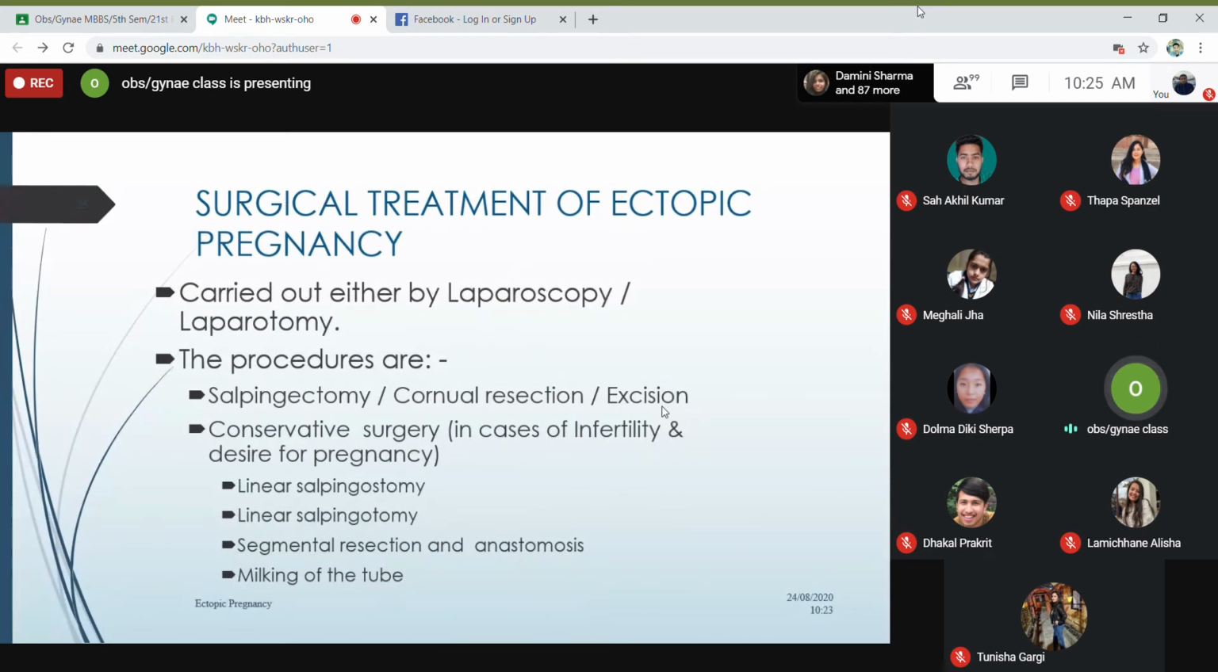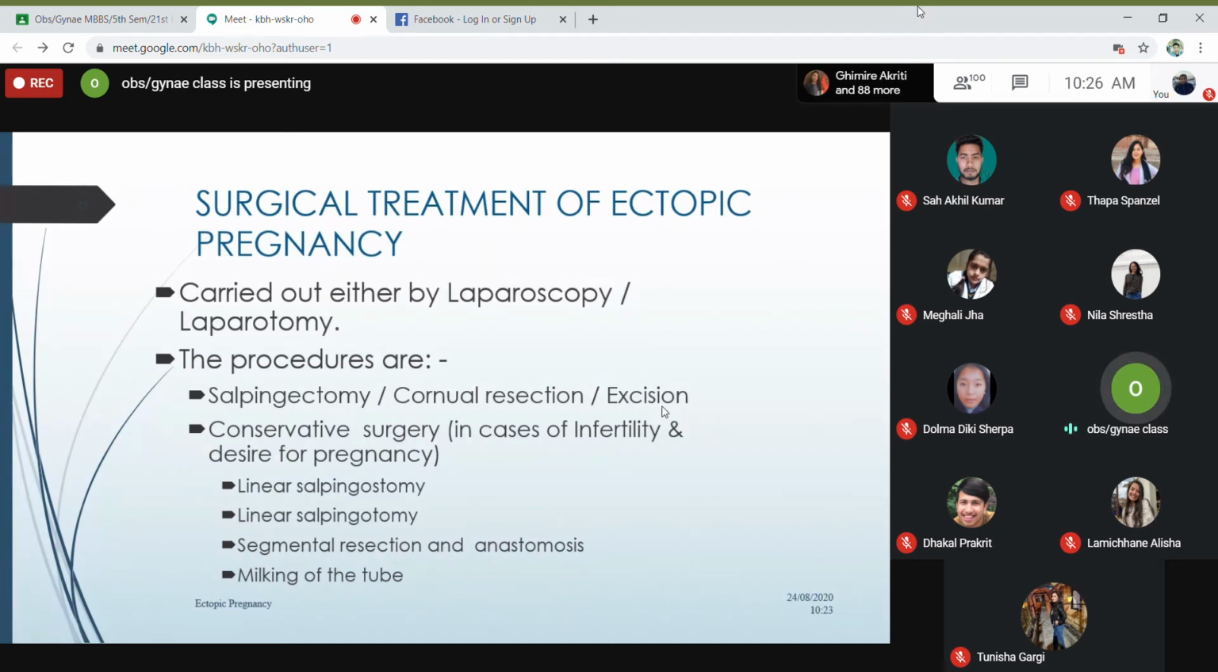Just taking care of the hemostasis and leaving the tube open so it heals on its own. Salpingostomy, like a stoma you do in surgery, you open a stoma, right? For bowel injury and all, colostomy, so it's like that. Okay, so stoma.